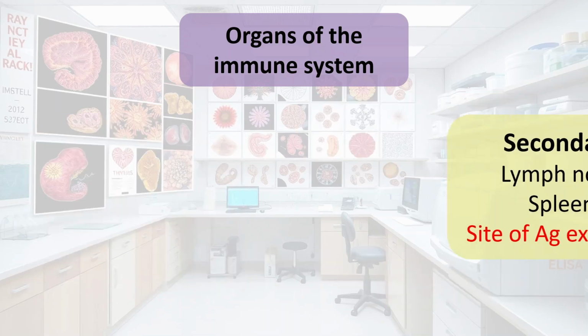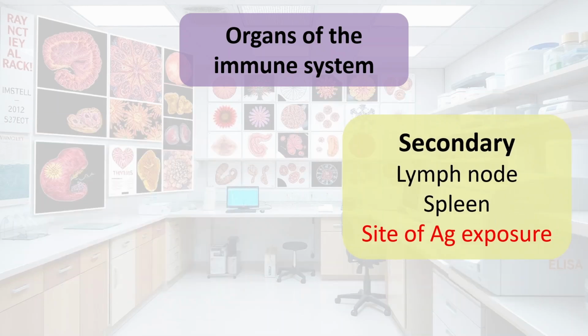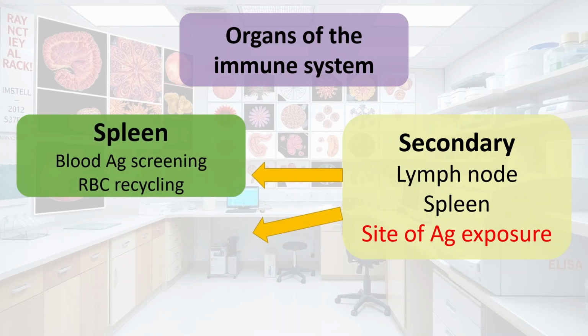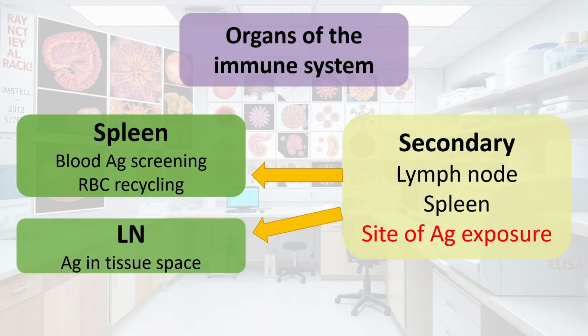So when we talk about secondary lymphoid organs, we have spleen and lymph node. Spleen and lymph node are sites of interaction for naive immune cells and antigens. In the case of spleen, antigens circulating within the blood will be screened within the spleen, and B cells and T cells will capture those antigens. Whereas if the antigen is circulating within a tissue space, it will be captured within a lymph node.